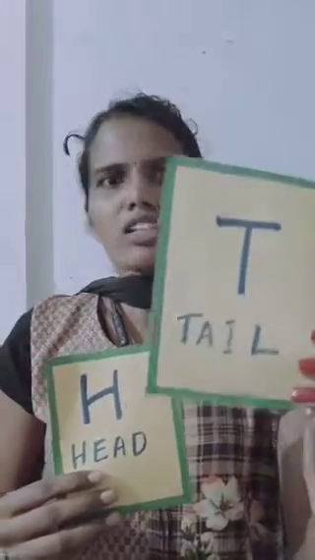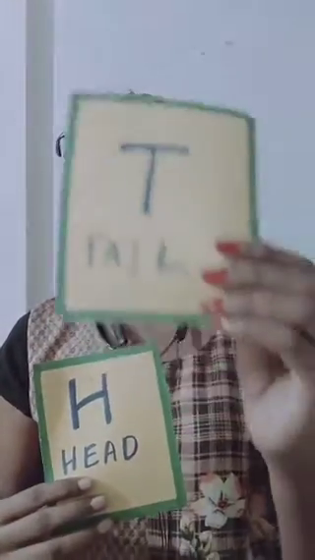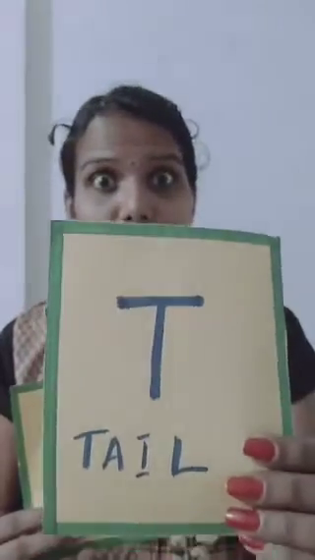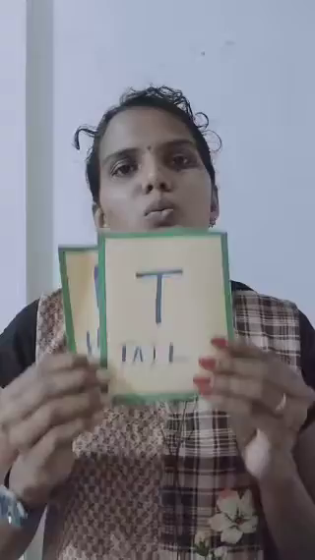Okay. So, what is the probability of getting a tail? There is only one chance of getting a tail. So, number of favorable outcomes is 1 and the total number of outcomes is 2. So, 1 by 2. Okay. So, consider another example. Okay.